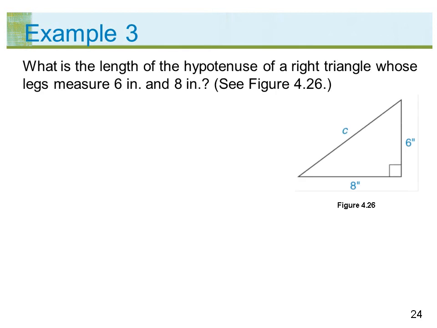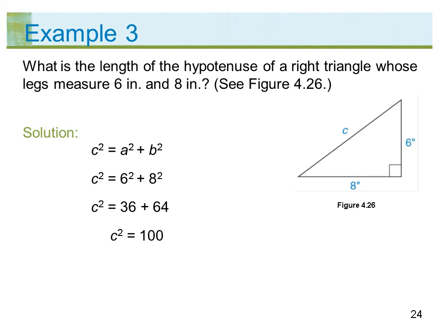What is the length of the hypotenuse of a right triangle whose legs measure 6 inches and 8 inches? See Figure 4.26. Solution: C squared equals A squared plus B squared. C squared equals 6 squared plus 8 squared. C squared equals 36 plus 64. C squared equals 100. C equals 10 inches.